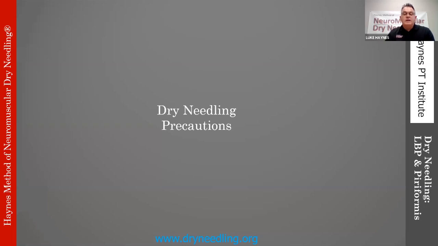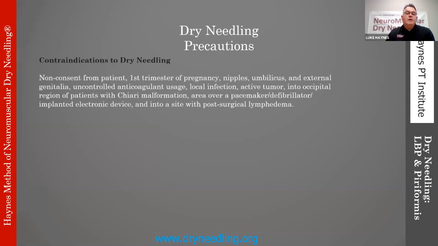So, some general dry needling precautions to look at. The contraindications: non-consent from the patient, the first trimester of pregnancy, nipples, umbilicus, external genitalia, anyone dry needling in the cervical region, especially upper cervical, if there's a suspicion of Chiari malformation, or if there is actual radiographic imaging, imaging of any type, indicating that that was a contraindication. Then anytime there's any sort of implanted electronic device, you wouldn't want to needle onto those structures themselves.